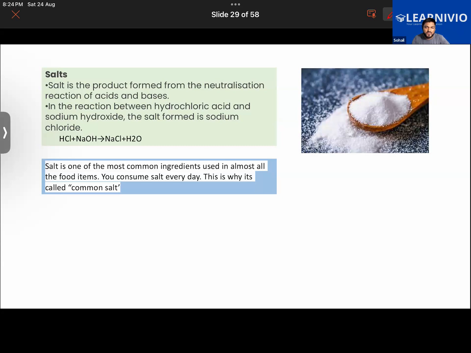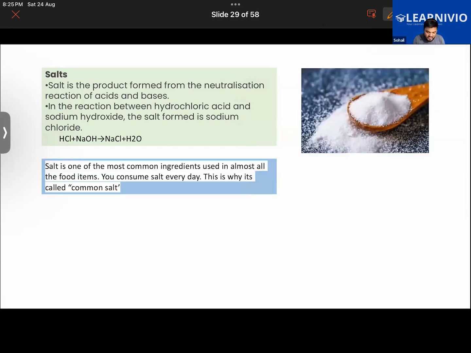On the basis of occurrence, salts are of two types: one that is found in nature, and one that is prepared in the laboratory. Usually we say that salt is a product formed from the neutralization reaction of acids and bases. In nature also, the different kinds of salts that we see, like the rock salts, certain kinds of rocks are salts. They are also formed because of a neutralization reaction only. So it's a product obtained after a neutralization reaction has taken place between an acid and a base.